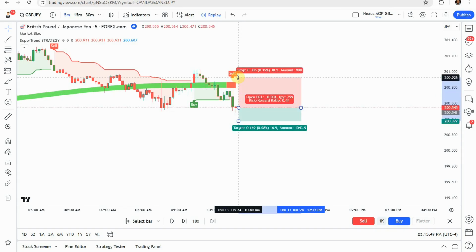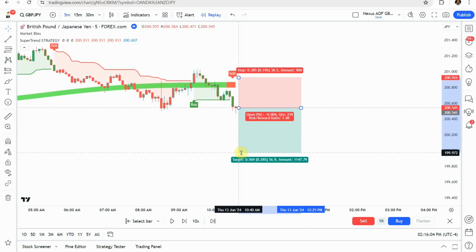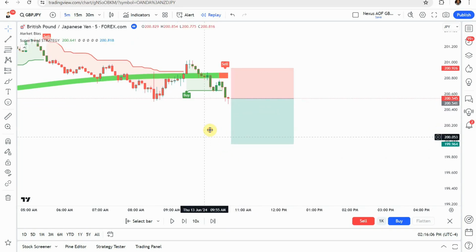We're going to put our stop right here at the dot that is under the sell tag. That's a super trend dot that will eventually turn into the line. And so you want to put it right there at that dot and target a 1 to 1.5 risk reward, just like so. Let's play this forward and see what we get.